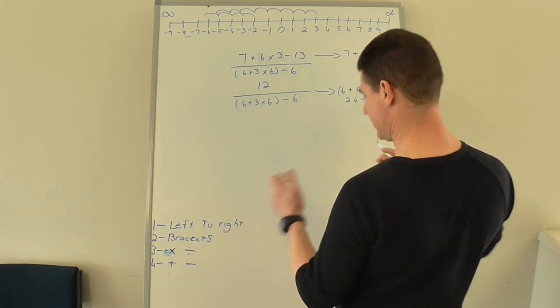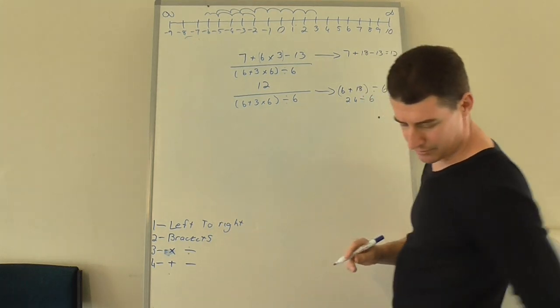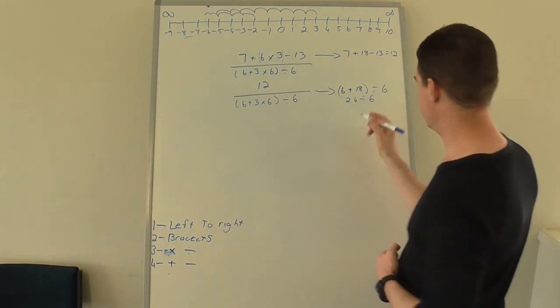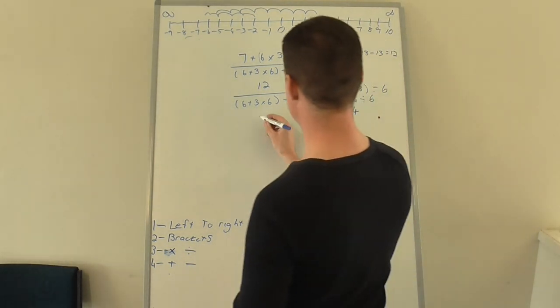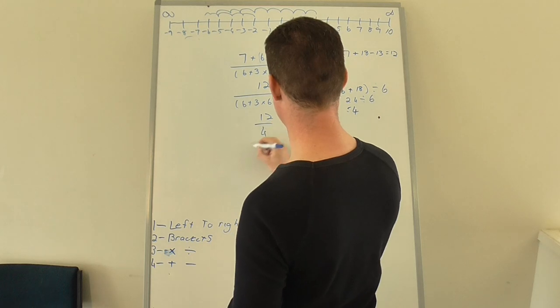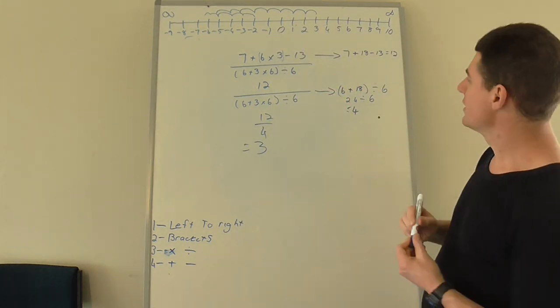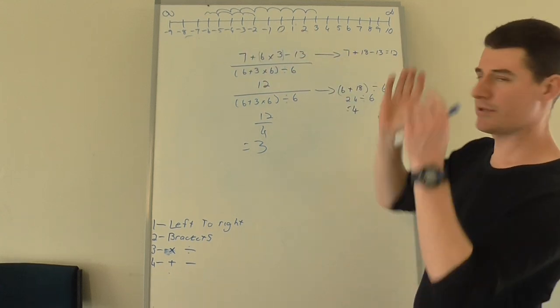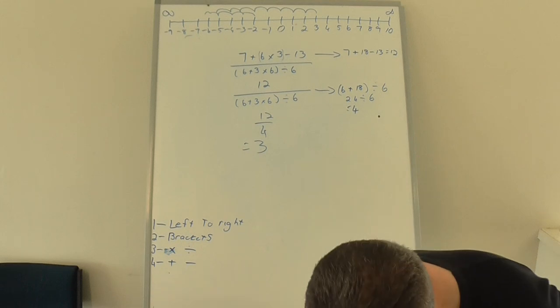And now you go again. Any brackets? No. Multiplication, division? 24 divided by 6 is 4. So the answer is 4. So you've got 12 divided by 4, and that gives you 3. All right. So when you get the divide line, just work separately with the two, put them back together, and get to your final answer.